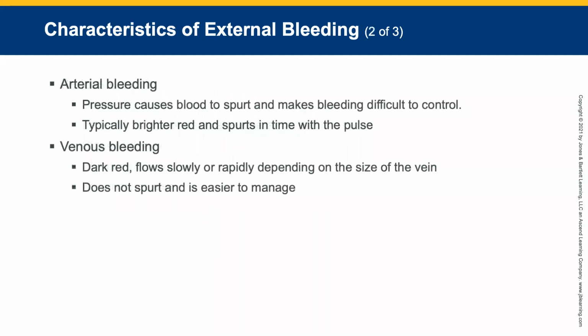So arterial bleed, what is the difference? We need to know the difference between an arterial bleed and a venous bleed. Arterial bleeding pressures can cause blood to spurt and make bleeding difficult to control. It's typically brighter red and spurts in time with a pulse. That is an arterial bleed because it spurts with a heartbeat. Venous bleeding is a dark red. It does not spurt. It is very easy to manage. Most of the time it's small and more likely to clot spontaneously than arterial blood. It can be profuse and life-threatening, but not as much as an arterial bleed.